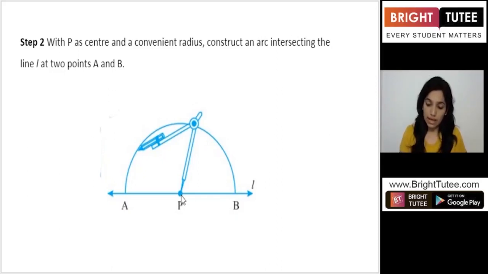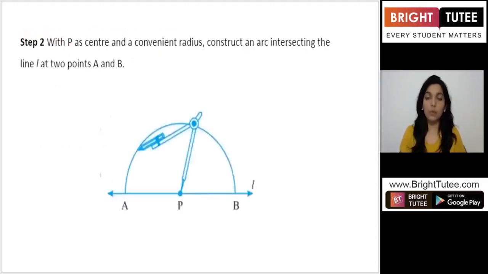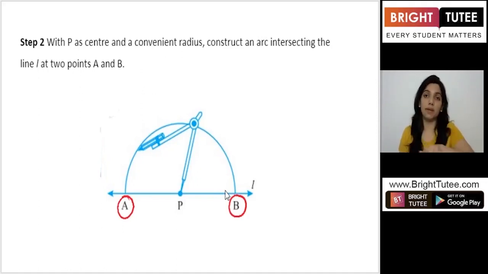So with P as the center, here you can see you have marked this point P on the line. You keep the pointer on this particular point P, and with any opening of your compass, you are going to draw a very big arc. Make sure it's so big that it intersects line L at point A and point B. I hope you have done this.